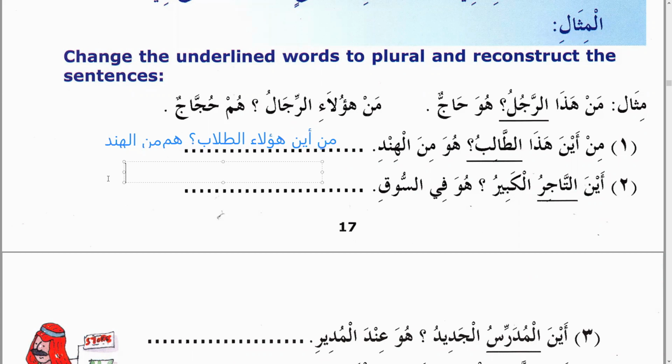أين التاجر الكبير? Where is the big trader? So Tajir, the plural is Tujjar. Aina Tujjarul. And the adjective will also change. What is the plural of Kabir? Al Kibar. Aina Tujjarul Kibar. And Huwa fi Suq becomes Hum fi Suq. They are in the market. We can change it to Aswaq also. The plural of Suq is Aswaq. But they just asked us to change the underlined words. We are not supposed to change the souk to aswaq, markets. Okay, I hope it is clear, inshallah.